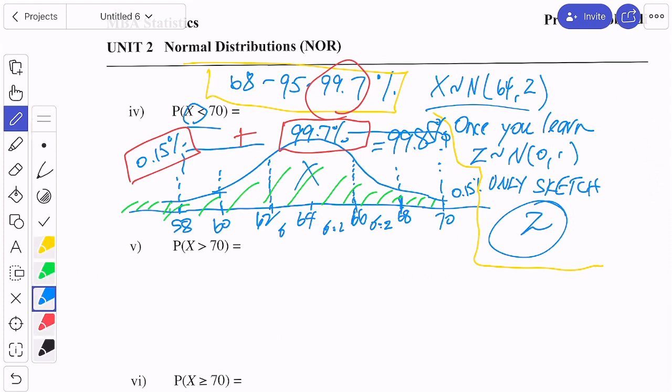There. Can you see that? That's the answer.